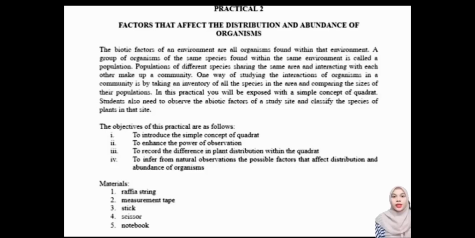Here are some explanations about practical 2, which is factors that affect the distribution and abundance of organisms.